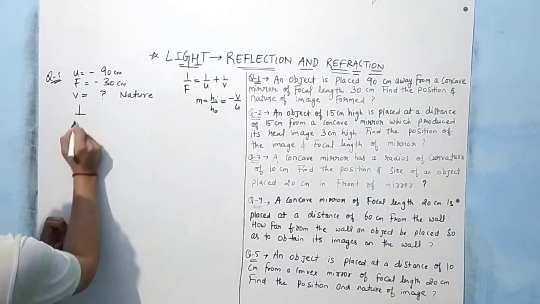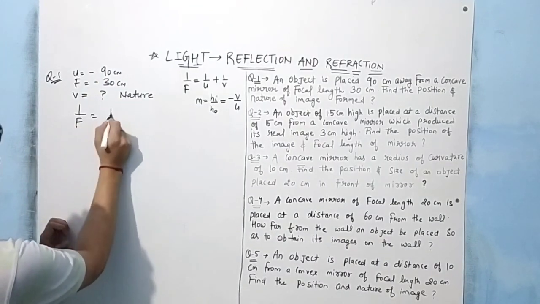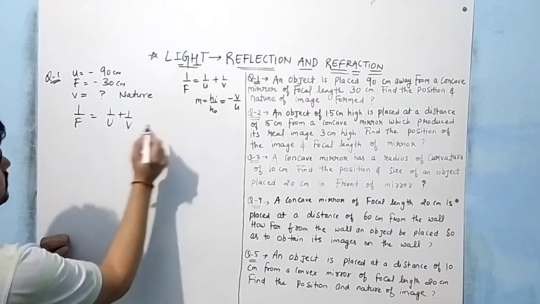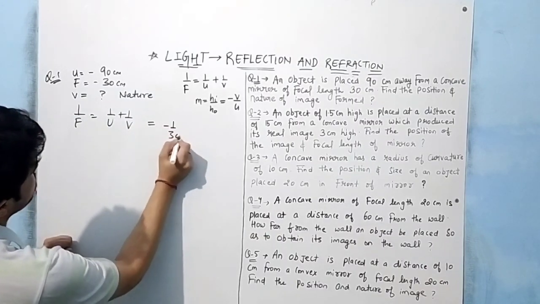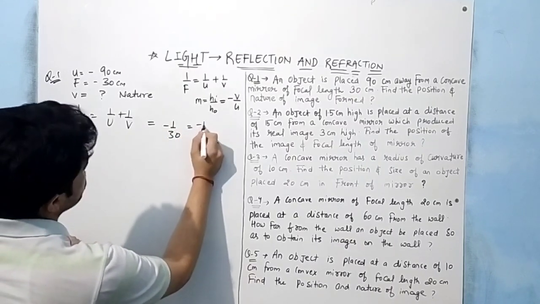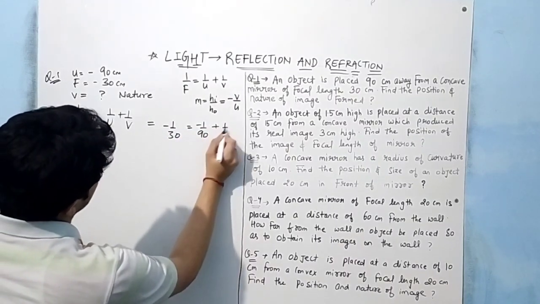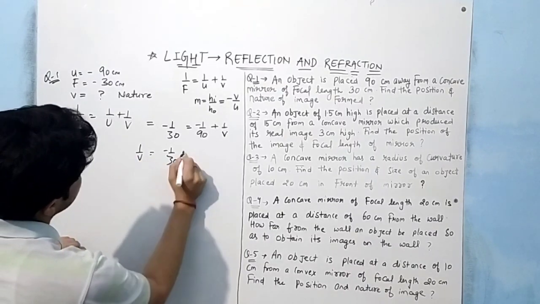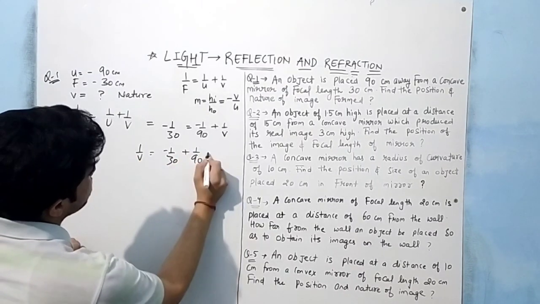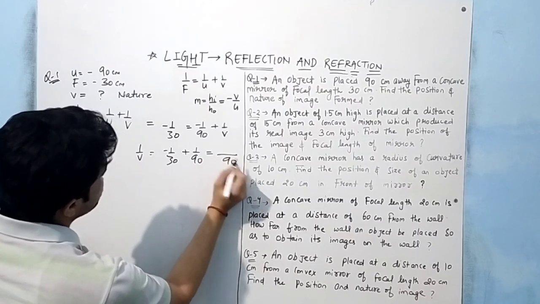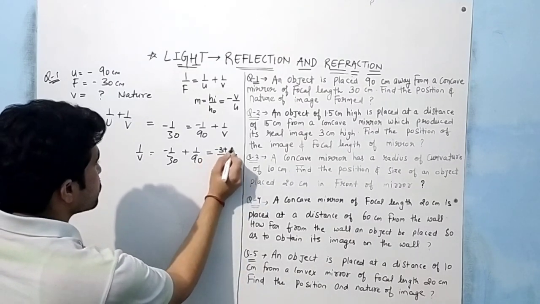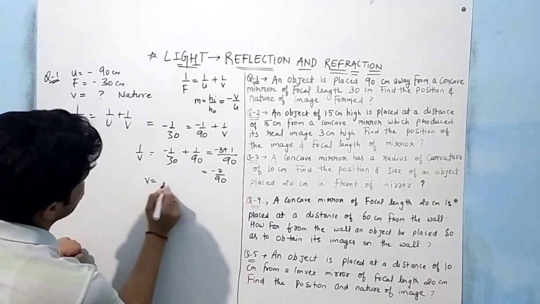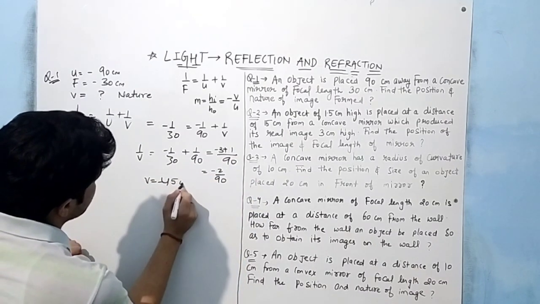So you know the mirror formula, that is 1 over f equals 1 over u plus 1 over v. By putting the values, that is minus 1 over 30 is equals to minus 1 over 90 plus 1 over v. You have to find the value of v, that is minus 1 by 30 plus 1 by 90. If you take the LCM over there, that is 90, minus 3 plus 1, that is minus 2 over 90. If you solve it, the value of v is minus 45 centimeter.